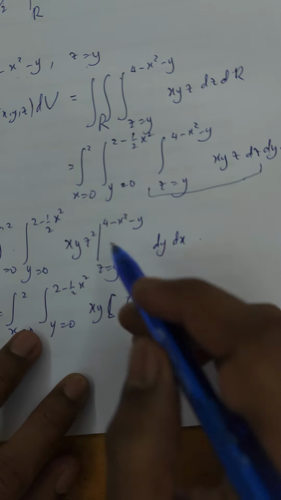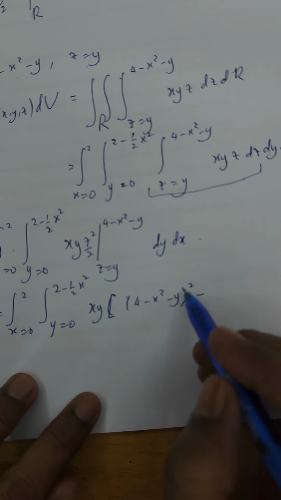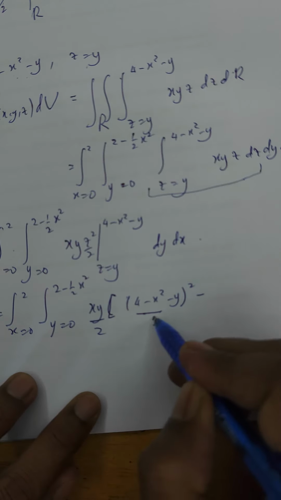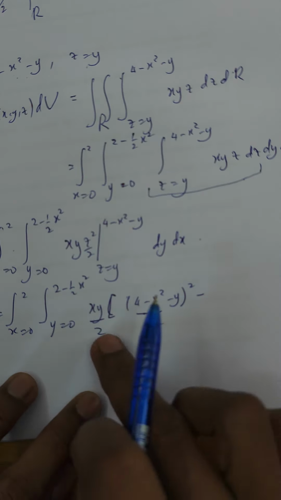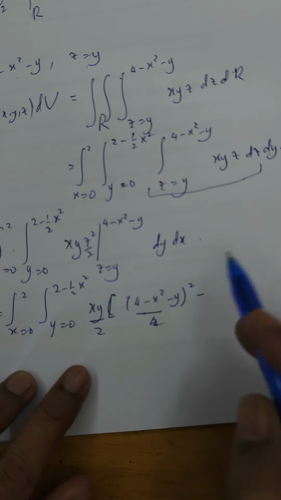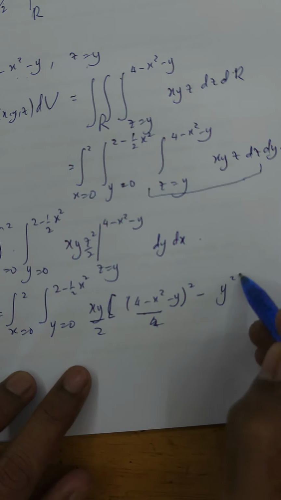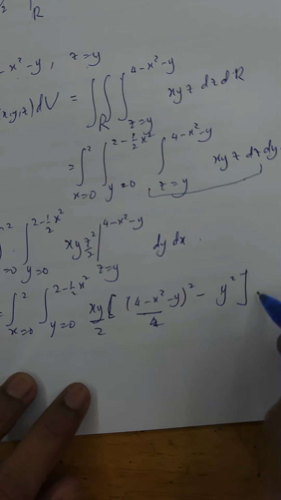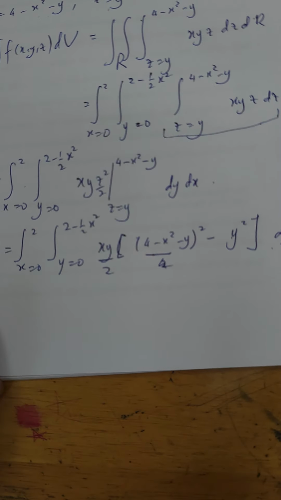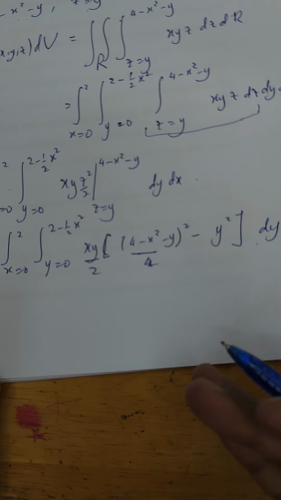minus z squared over 2, where z squared is y squared. The 2 can stay there, or you can take the half to the outside of the integral. And then we have z squared equal to y squared here, dy dx.